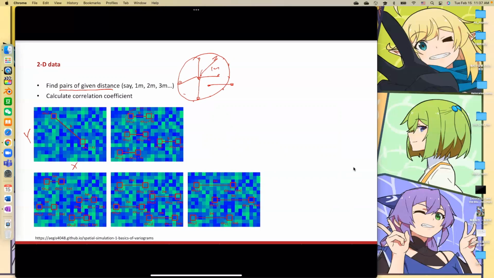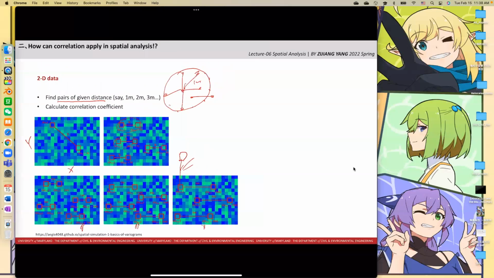So we can find many pairs, like 1 meter, 2 meter, or 3 meter. But again, we need to consider different directions. So we can see that the number of pairs increased substantially. So I'm not going to ask you guys to do this calculation. I just want to show the concept. And then we calculate the correlation coefficient with different delta D.